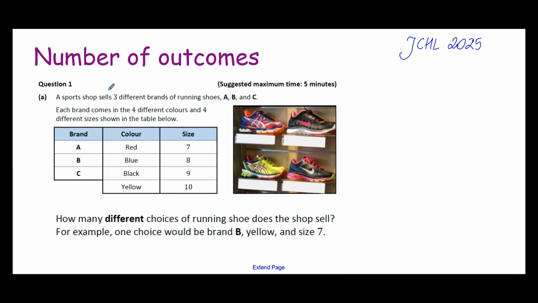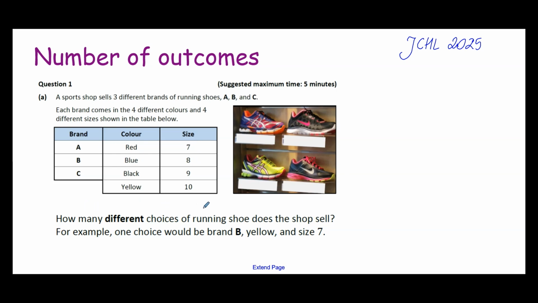A sports shop sells 3 different brands of running shoes, A, B, and C. Each brand comes in the 4 different colors and 4 different sizes shown in the table below. And we can see brand A can come in color red, blue, black, or yellow, and then that red can come in size 7, 8, 9, or 10. The blue can come in, we get the idea.